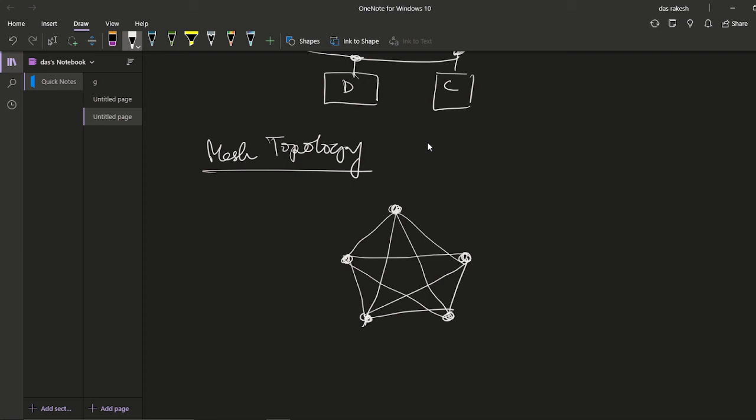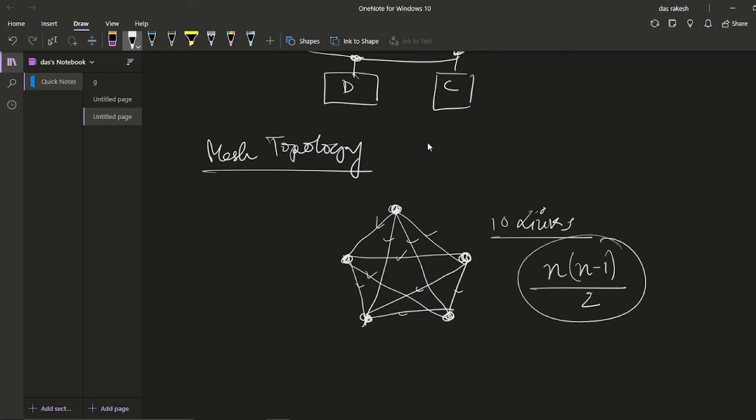Now you see that the total number of links is 1, 2, 3, 4, 5, 6, 7, 8, 9, 10. So what is the rule? There are 10 links possible. In a mesh topology, the number of links is given by the formula n(n-1)/2, where n is the number of nodes. Here there are 5 nodes, so 5 times 4 divided by 2, which is 20 by 2. Therefore 10 links are possible.